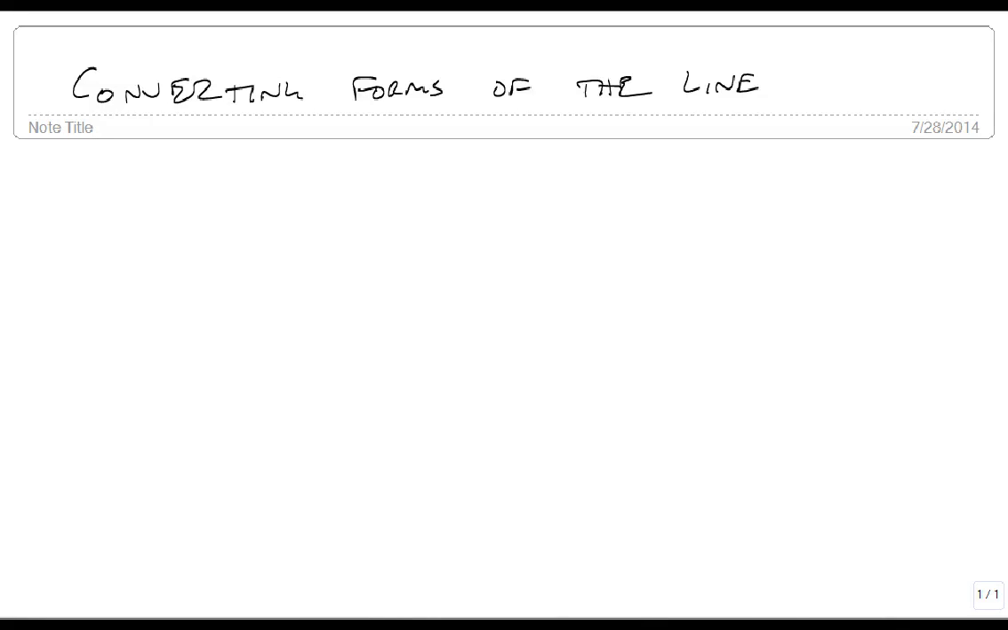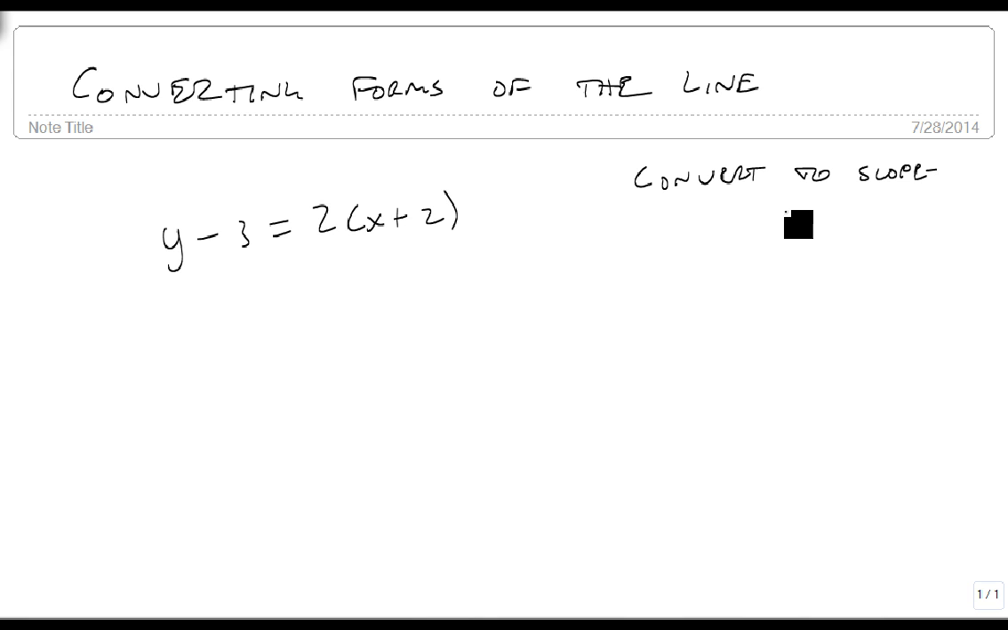We're now going to convert the different forms of the line. So suppose that we do the work and we find out that our equation is y minus 3 equals 2 times the quantity x plus 2. And the first thing that we want to do is convert to slope-intercept form.